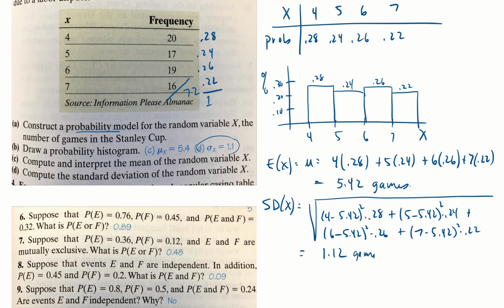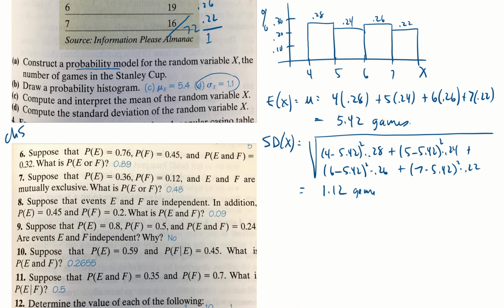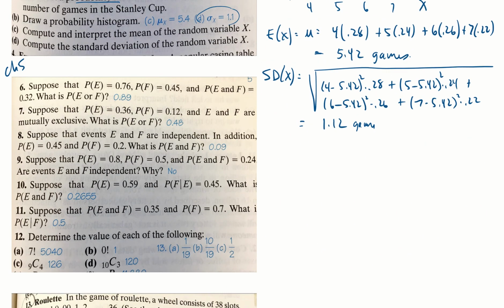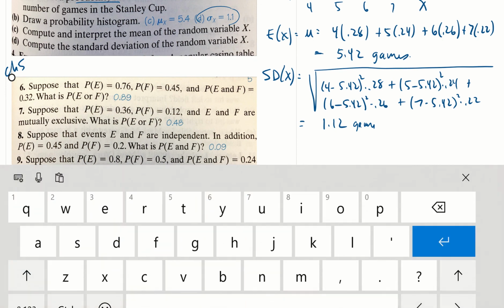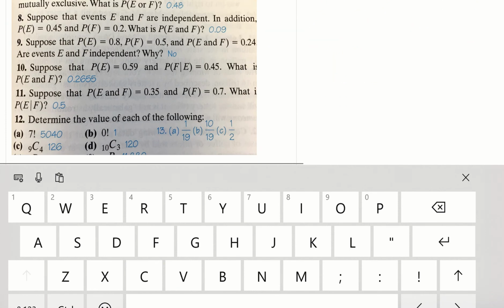Alright, now we're back to, this is chapter 5. Oh, I said 6.1. This is the chapter 6 review. It was from section 6.1 though. Okay, so let's look at number 6. Let me get some more space on here. I think I can do that. Okay.